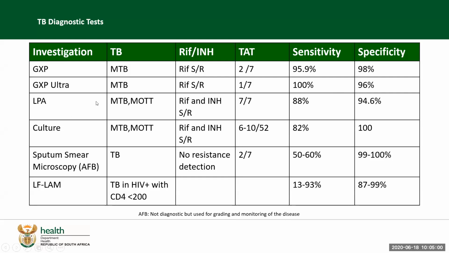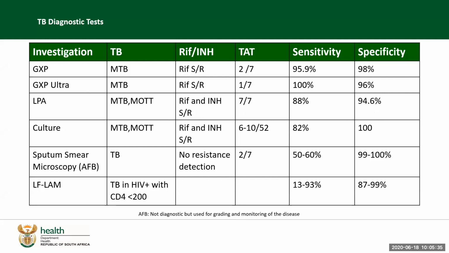Colleagues, this means with one test, you are able to identify TB, and also to determine if that TB is likely to respond to rifampicin and isoniazid. LPA, colleagues, also has a good sensitivity, 88%, and a specificity of 94.6%. The turnaround time for LPA compared to culture is much shorter.